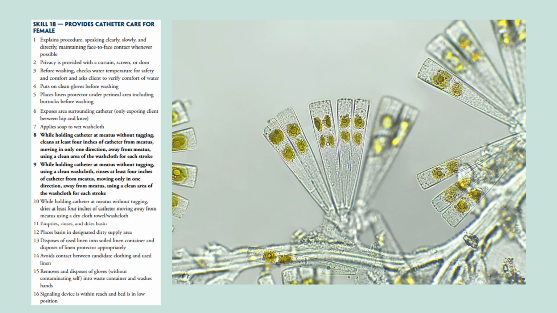Note step 6, where exposure is defined. The mannequin is wearing a patient gown that will cover the chest. The candidate should use the bed sheet to cover the feet, lower legs, and knees. So the window of exposure is above the knees to the hips, so that the client is covered by the candidate, and the candidate can work on the catheter area and the evaluator can see the skill performed.